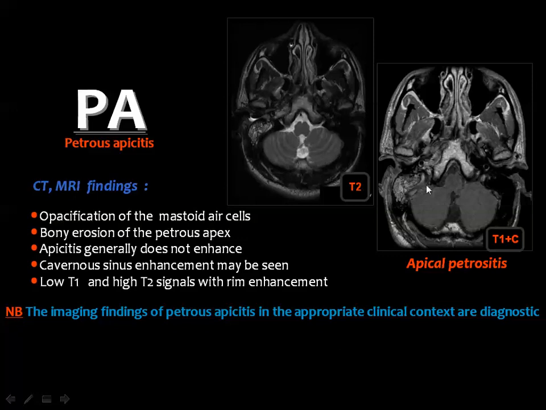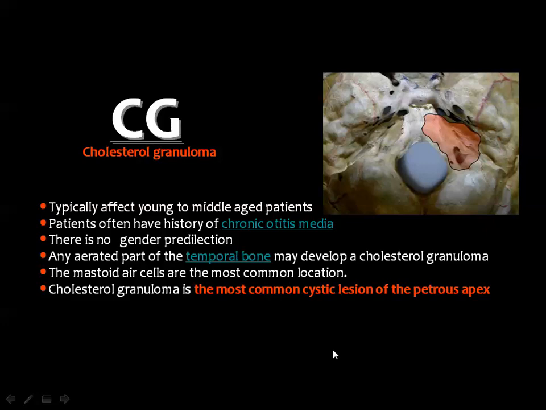You see the otitis media and mastoiditis and inflammatory changes of the apex of the petrous bone. The imaging findings of apical petrositis in the appropriate clinical context are then almost diagnostic.